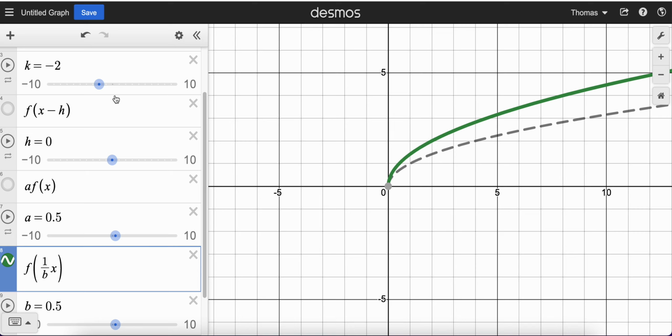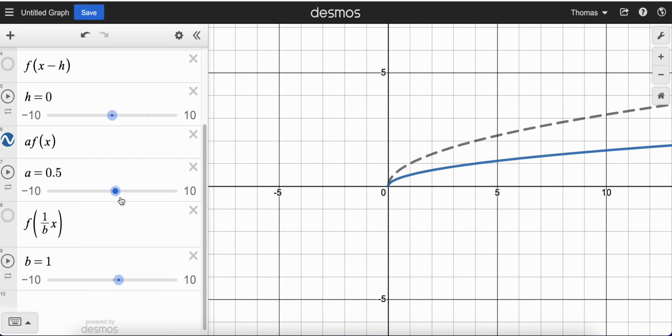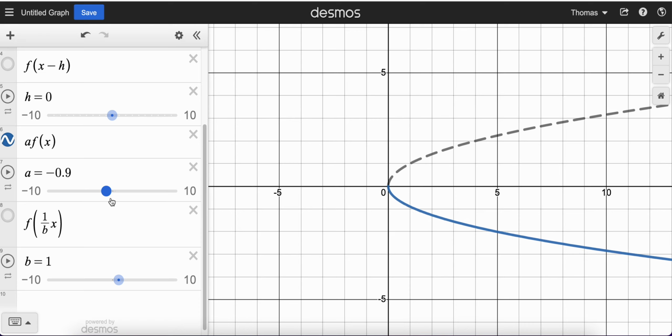The last type of transformations that we will see is when our a or b values become negative. So if our b value becomes negative, you can see that is a reflection across the y-axis. Let's move b back to 1 and get rid of it. And if we have an a value that's negative, we can see that it will reflect over the x-axis.